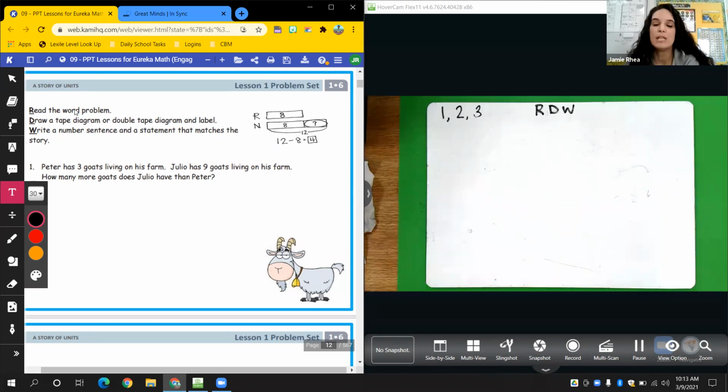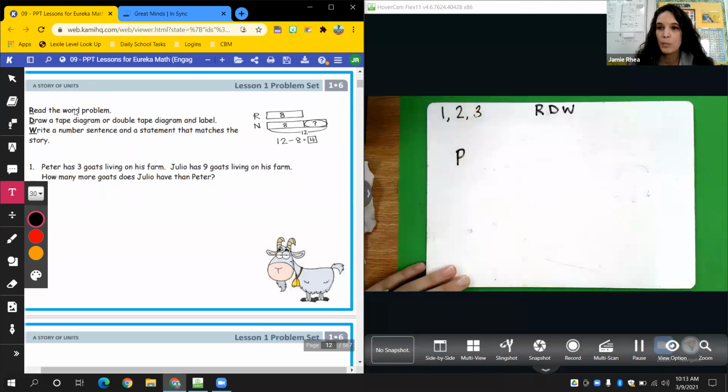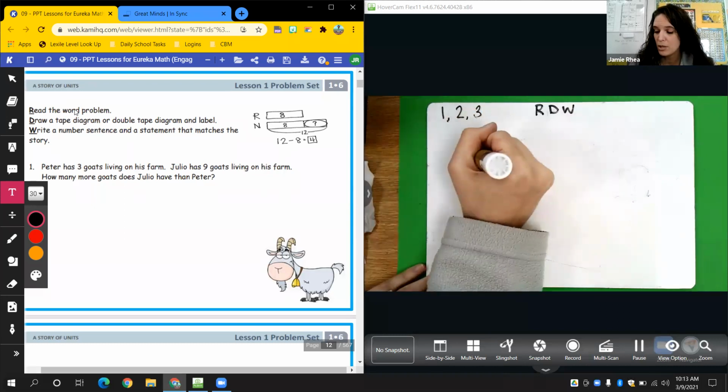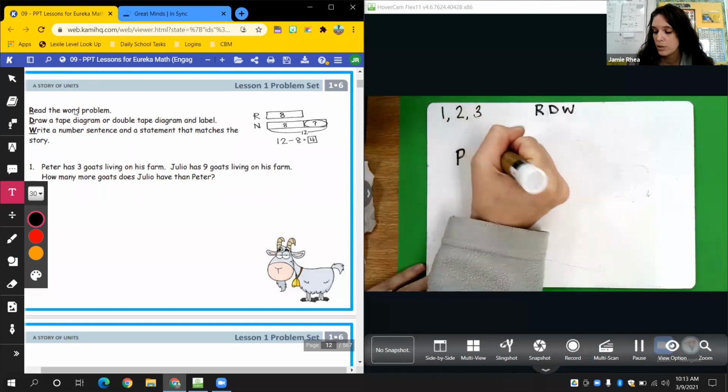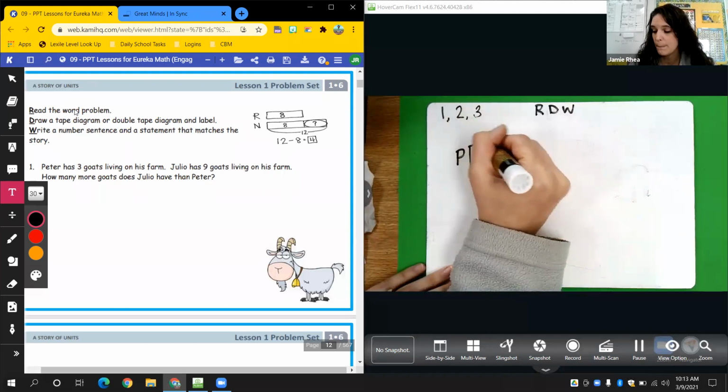All right, so let's read our word problem. Peter has 3 goats living on his farm. Julio has 9 goats living on his farm. How many more goats does Julio have than Peter? Okay, so let's go back and draw what we know. We're going to talk about Peter first. So I'm going to put P for Peter. Peter has 3 goats living on his farm. So I'm going to draw out 3. 1, 2, 3. And I'm going to label it. I'll even draw my box around it.